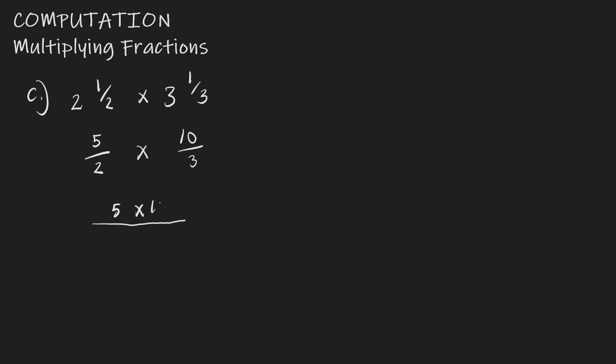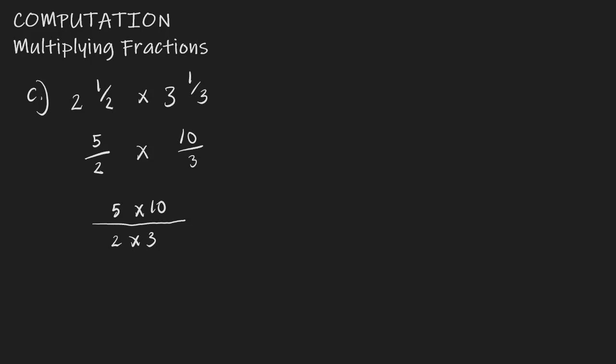Our next example, we will be multiplying 2 and 1/2 and 3 and 1/3. We have two mixed numbers, so we need to change them into improper fractions. 2 times 2 is 4. 4 plus 1 is 5. So this is 5 on 2. 3 times 3 is 9. 9 plus 1, this is 10 on 3. So since I'm multiplying, I multiply my numerator 5 times 10, and I multiply my denominator 2 times 3.